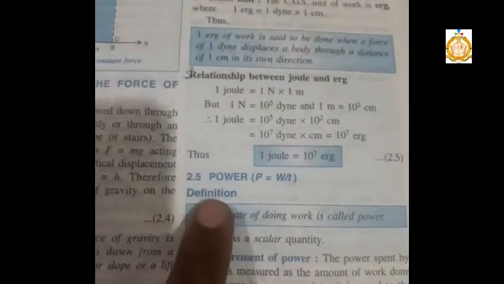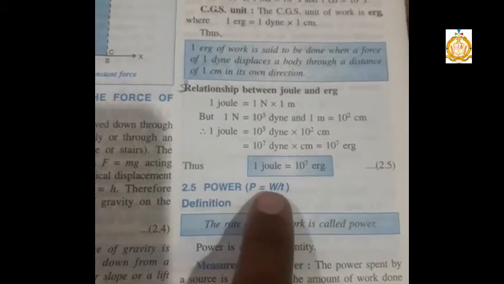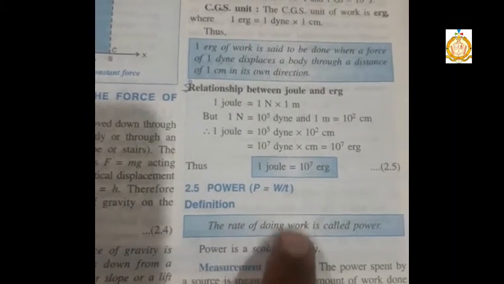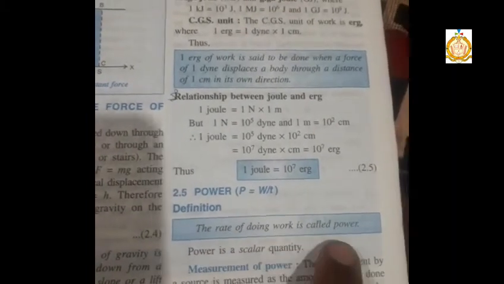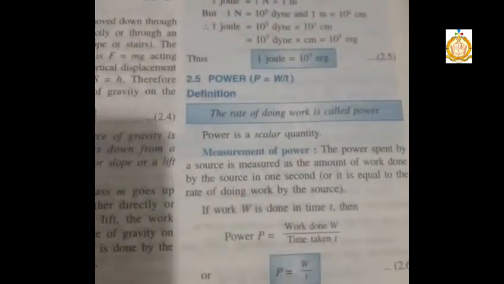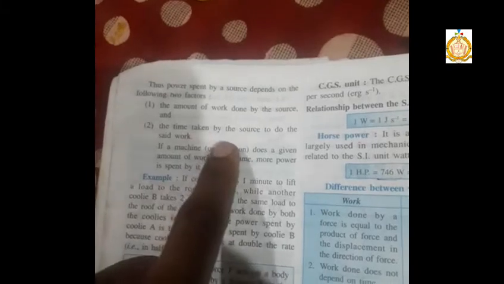The second one is power. So what is power? The formula is work done upon time. So the rate of doing work is called power. Okay, so the formula we have discussed. This is very important: sometimes they may ask to write the two factors on which the power of a source depends. The first one is the amount of work done, and the second one is the time taken by the source to do such work. That is the formula, so this formula we also use.